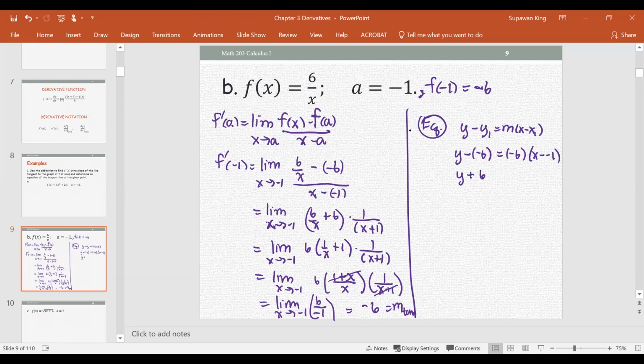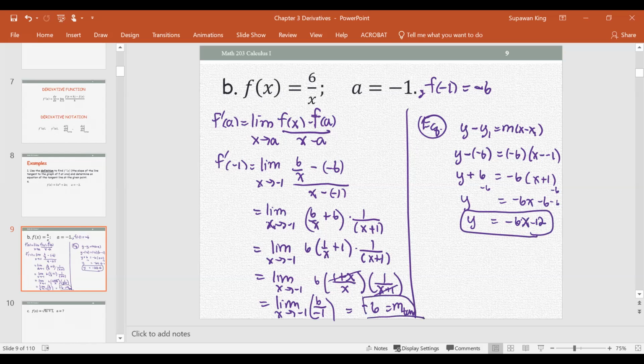Or y plus 6 equals -6 times x plus 1. Y equals -6x minus 6, subtracting 6 from both sides, to become y equals -6x minus 12 as the equation of the tangent line, where the slope is -6.